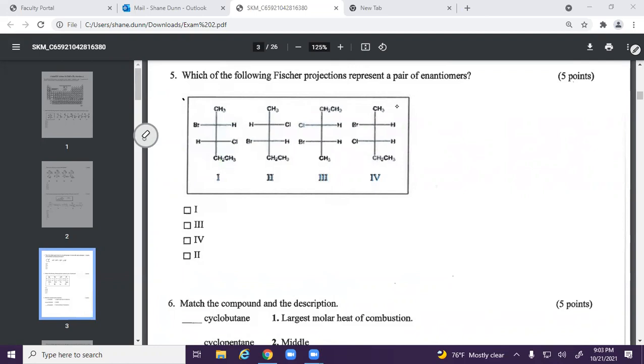The answer is 3 and 4, right? That's what the key says. I don't agree with the key. It doesn't make sense. I think he messed up because we assigned RS, RS. So the key says 3, 4. I'm saying 1, 2. I mean, you could try, show my work.